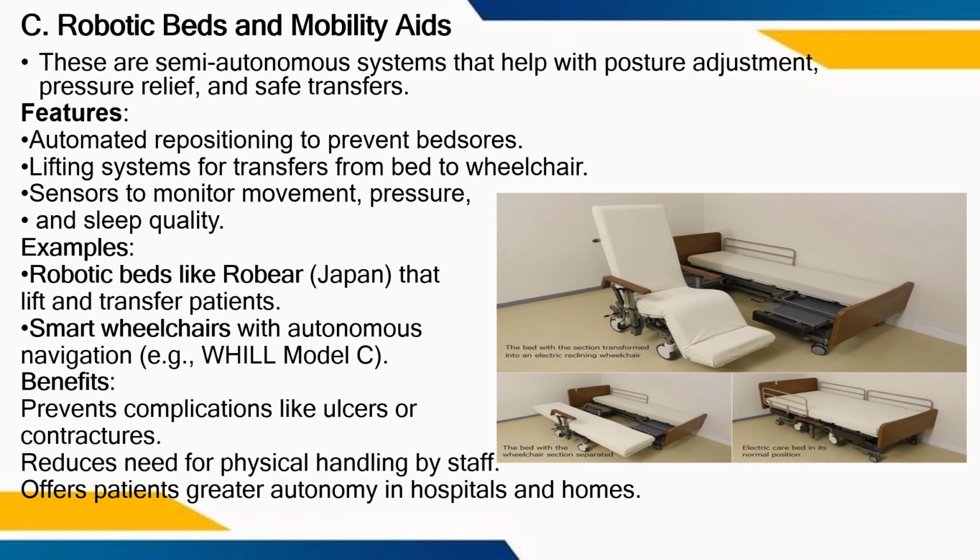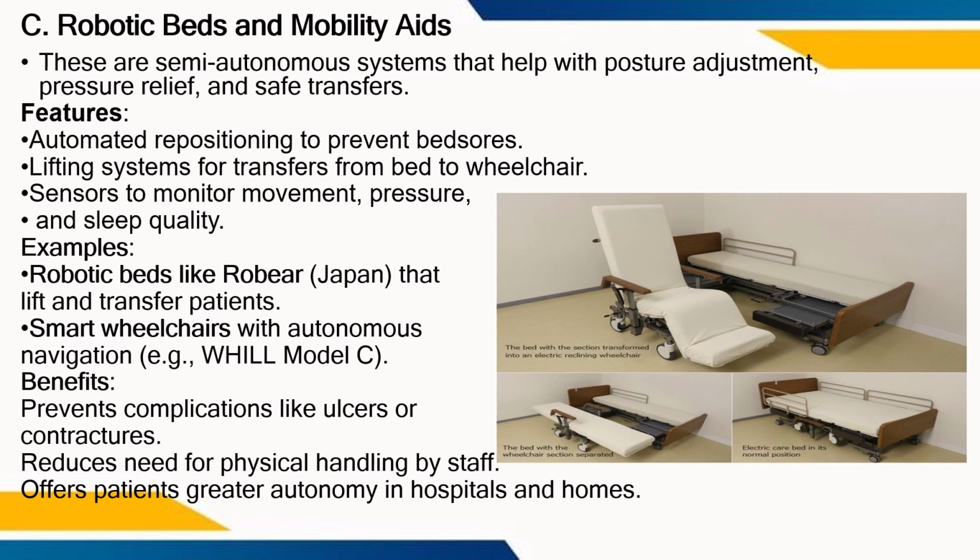Next, robotic beds and mobility aids. These are semi-autonomous systems that help with posture adjustment, pressure relief, and safe transfers. What are the features? Automated repositioning to prevent bed sores, lifting systems for transfers from bed to wheelchair, and sensors to monitor movement, pressure, and sleep quality. What are the examples? First is robotic beds like Resyone Robear, from Japan, that lift and transfer patients. Regarding this, I have inserted the image here.